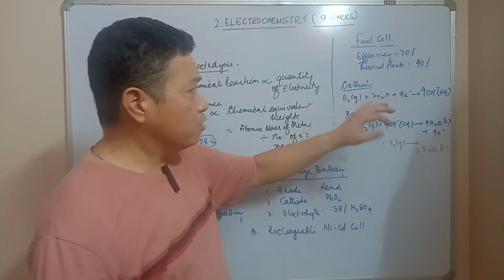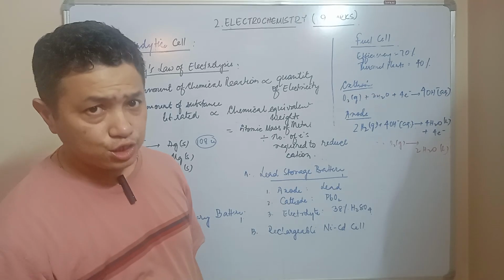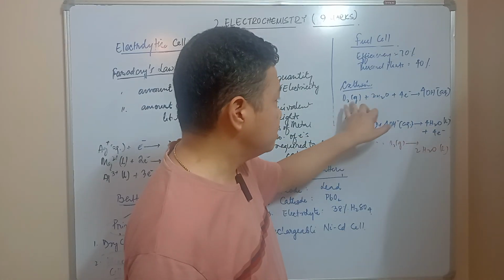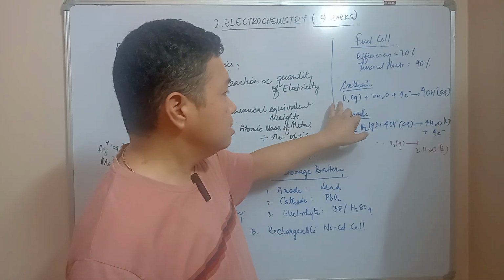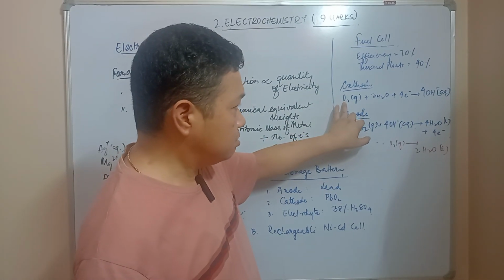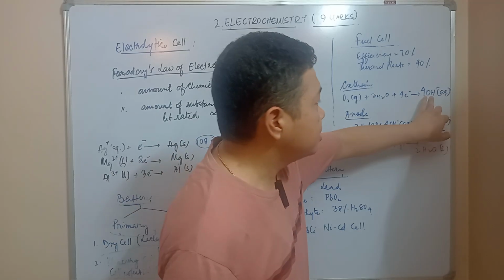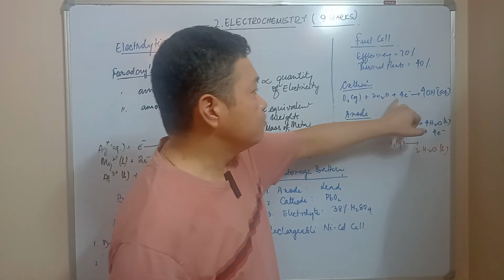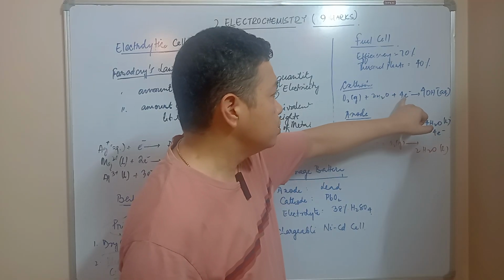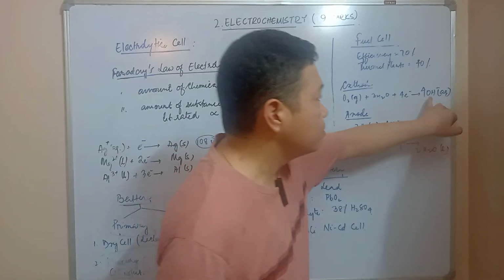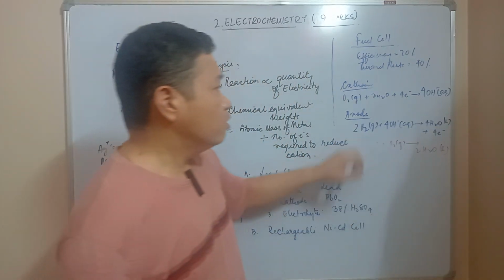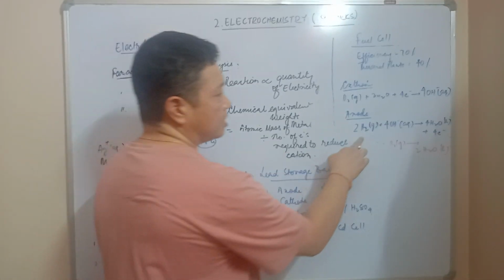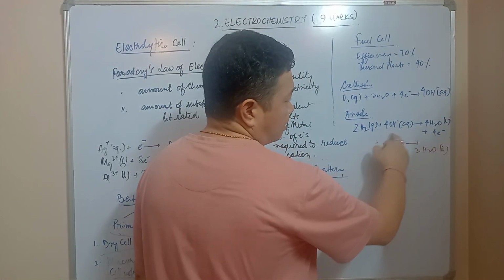Here, what happens in the cathode? Cathode means where reduction takes place, so something is reduced. For example, here oxygen gets reduced to form hydroxide ion. In the fuel cell, oxygen reacts with water using 4 electrons and is reduced to hydroxide ions in aqueous form. In the anode, oxidation takes place. The hydrogen you're feeding is oxidized with hydroxide ion and becomes water.